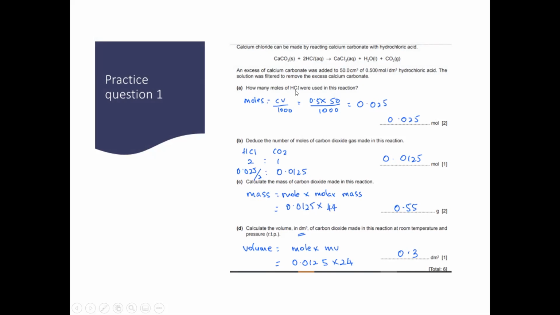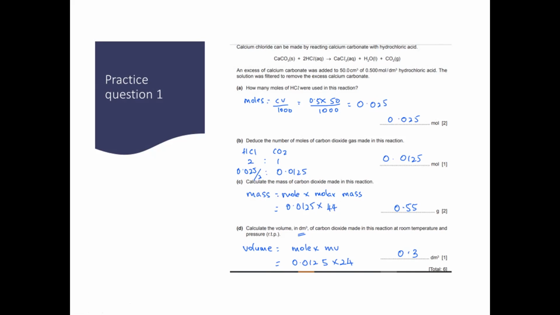A. How many moles of hydrochloric acid were used in this reaction? Now here you need to use the formula to calculate moles for solution. The formula is concentration times volume divided by 1000. Concentration is 0.5 and volume is 50 cm³, so you have to divide it by 1000 to convert it to dm³. And when you find the answer, it is 0.025 mole.